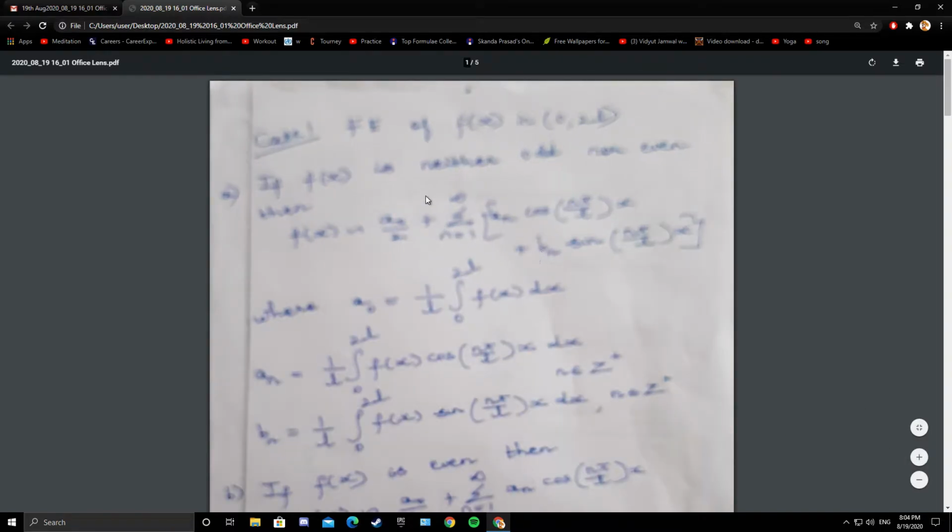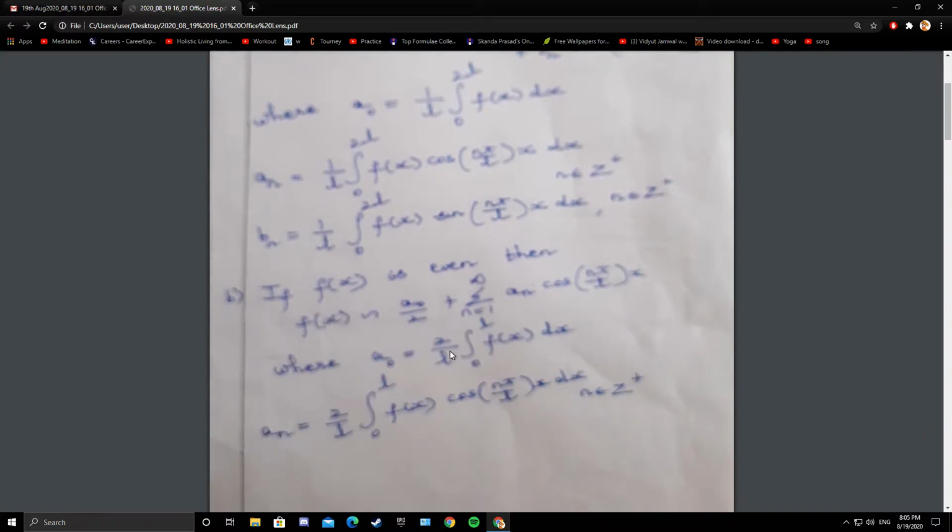So if it is neither odd nor even, or if you are not sure whether it is odd or even, you make use of the case 1 formula, that is f of x converging to a naught by 2 plus summation a n cos of n pi by L x plus b n sin of n pi by L x, where a naught is 1 by L integral 0 to 2L f of x dx, a n is 1 by L integral 0 to 2L f of x cos of n pi by L x dx, b n is 1 by L integral 0 to 2L f of x sin of n pi by L x dx, where n is a positive integer.